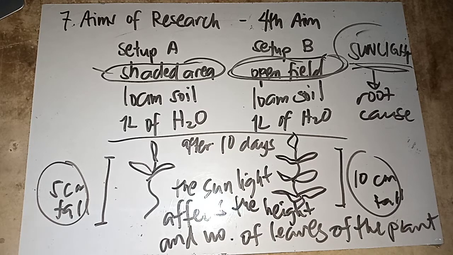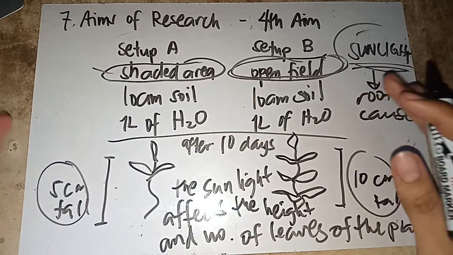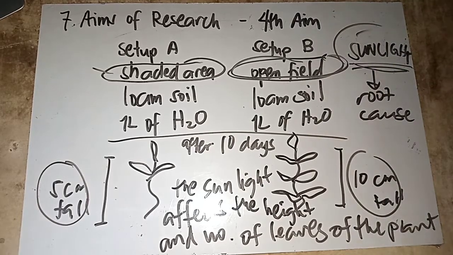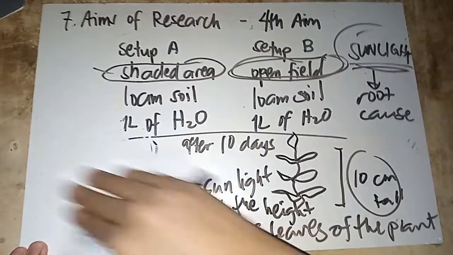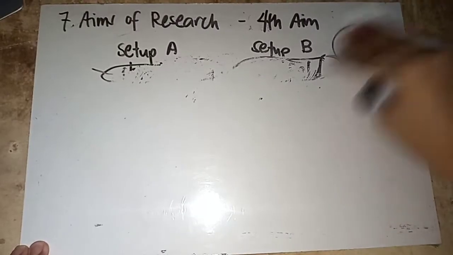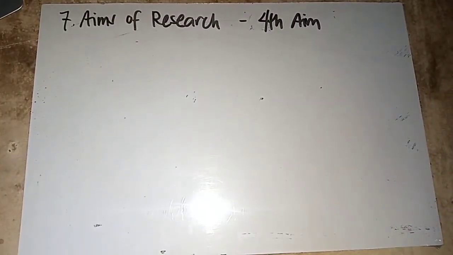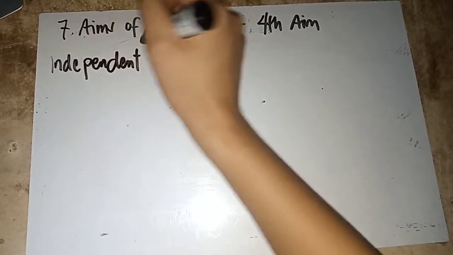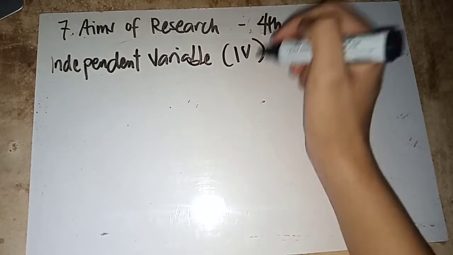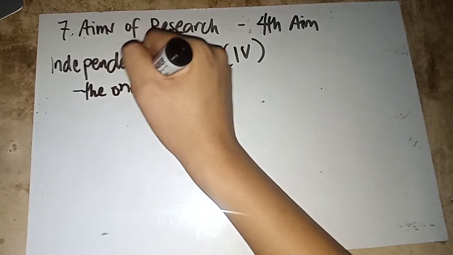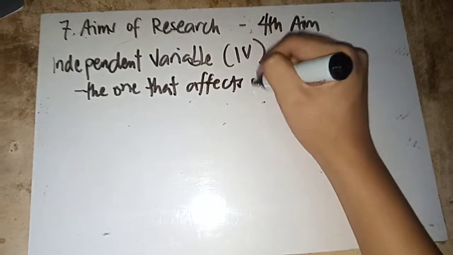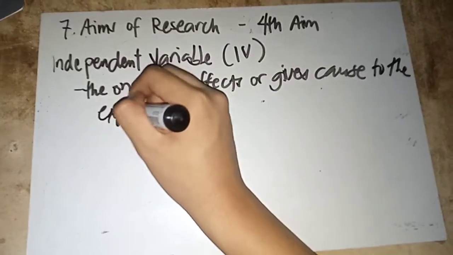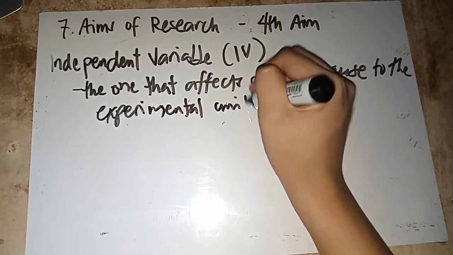So from this whole situation, can we identify the dependent and independent variable? Yes, we can. So let us try to discuss the difference between dependent and independent variables. When we say independent variable, or IV for short, it is the one that affects or gives cause to the experimental unit. So what was the experimental unit in our situation? The plant.